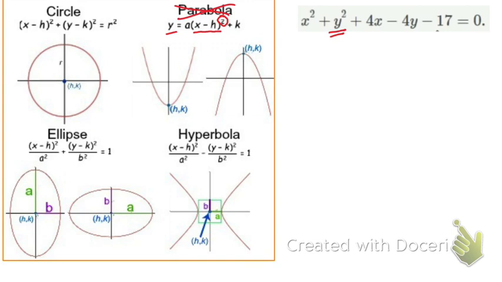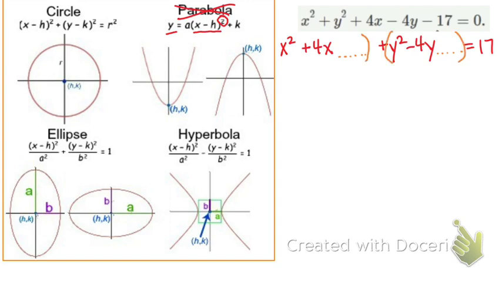So in order to figure out which conic section this is, we need to complete the square. The first step is to rewrite our equation, put the x's together and the y's together, and we're going to add 17 to both sides to move that minus 17 over to the right. Now I left a space there after the x's and after the y's, and I'm doing that because now we need to complete the square.